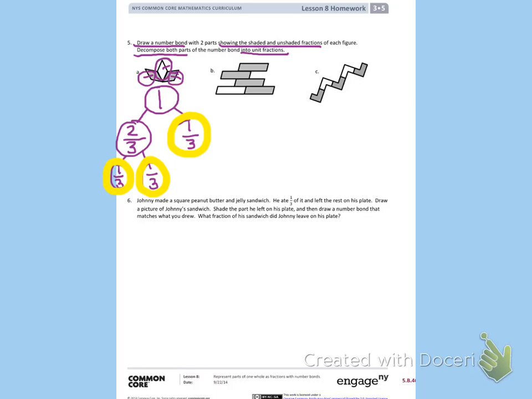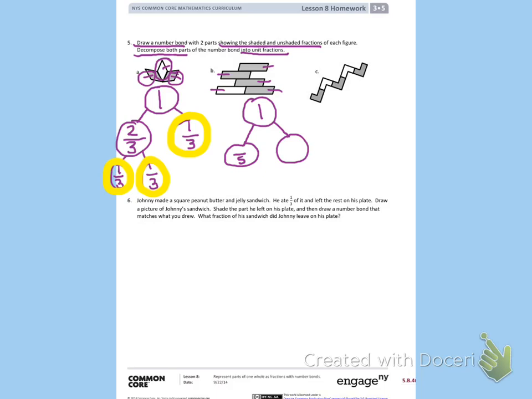Let's look at item 5B. First, I'll draw a number bond. Again, the entire illustration is one whole illustration, so I'll put the 1 in the top circle. Now I'll count how many parts there are to the illustration. 1, 2, 3, 4, 5. There are 5 parts to the illustration, so I'll put a 5 on the bottom of the fraction.